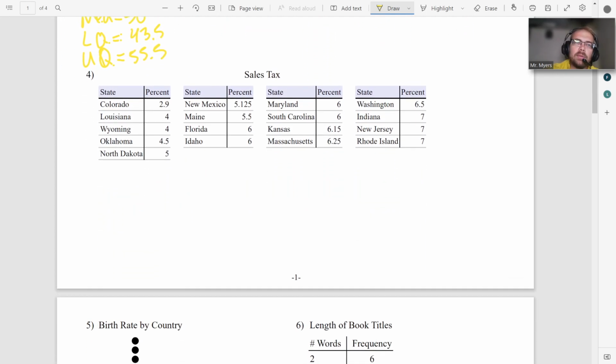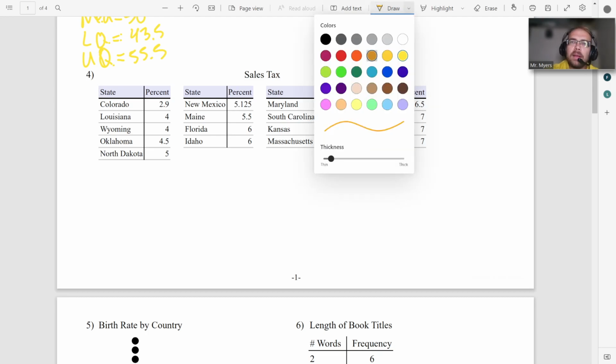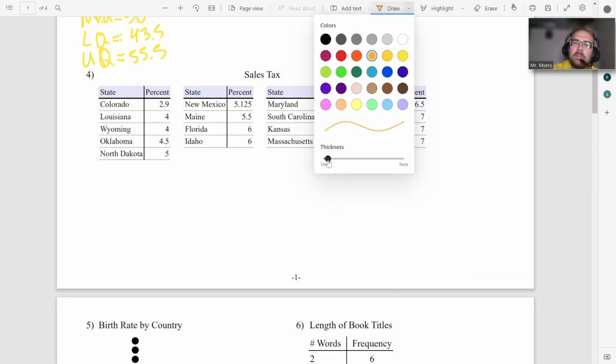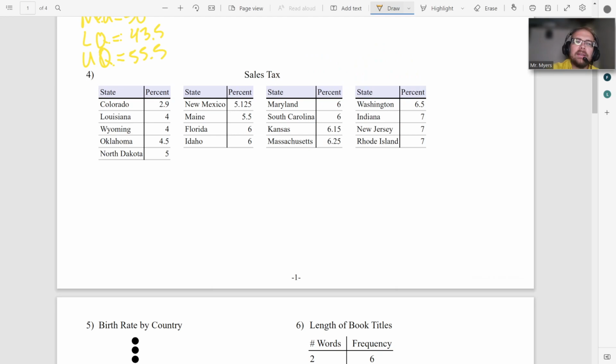All right, moving on to number 4. So number 4, and we'll go in order of the calculator this time. And I'll also switch to orange. And go ahead and take that, the thickness, move it back down. Yellow is very, very light. Okay, so we're just going to do it again. Plug it into the calculator.